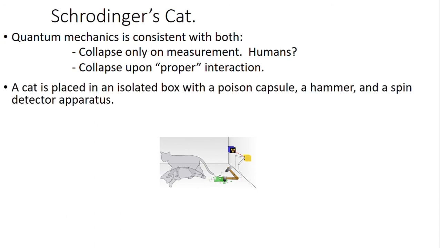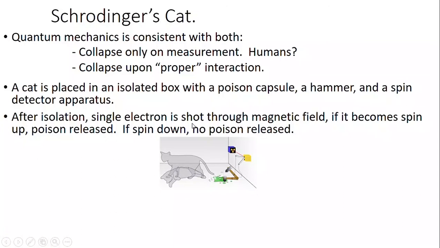So suppose you place a cat in an isolated box so that no one can observe what's inside of it, no matter what they do, until you open the box, and you put a poison capsule in there for the purpose of killing the cat, and a hammer to smash the poison capsule, and a spin detector apparatus. So after you isolate the cat and close the box so no one can observe what's going on, a single electron is released from a source, and it goes through a magnetic field, and if it's spin up, it'll get detected. If it's spin down, the detector won't detect it. And then no poison will be released. But if it's spin up, the poison will be released because the hammer will fall and the cat will die.